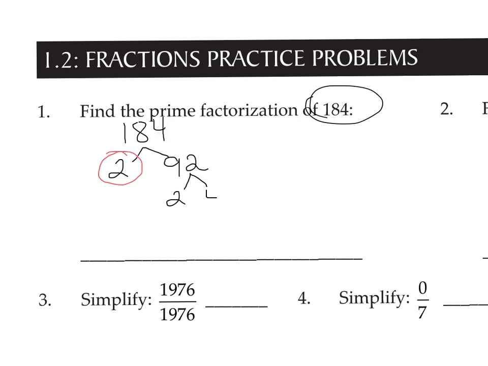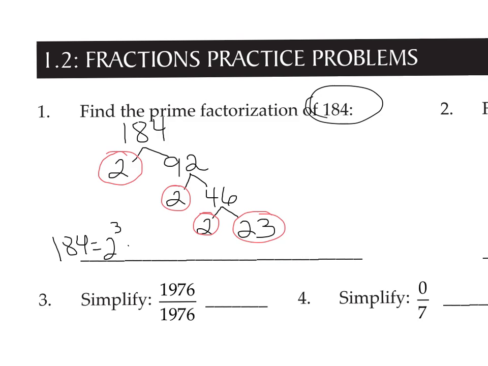2 times 46. Again, 2 is prime, but 46 is not. So we're going to break it down to 2 times 23. 2 is prime, and 23 is also prime, so we're done because we have only prime numbers now. So we can express 184 as 2 to the third power times 23, or 2 times 2 times 2 times 23. You don't have to use the exponent. I just used it to save space here.